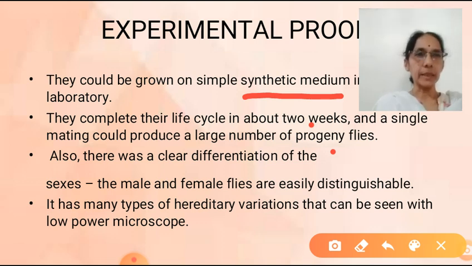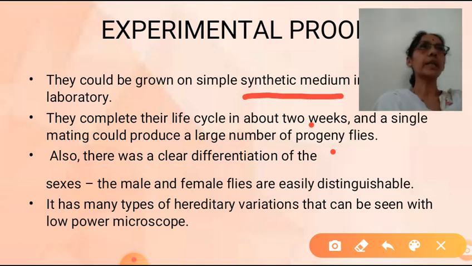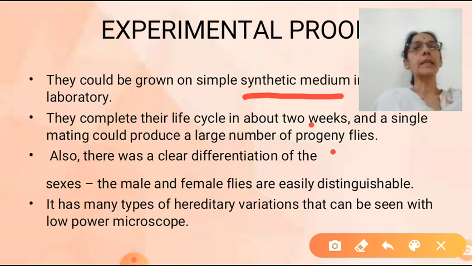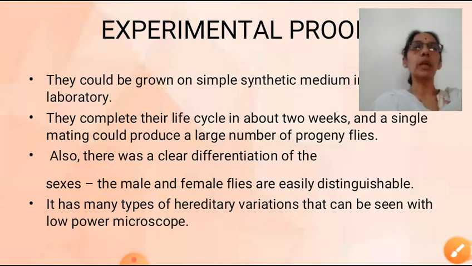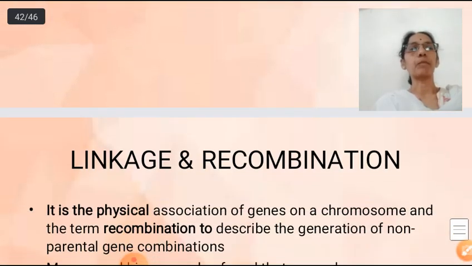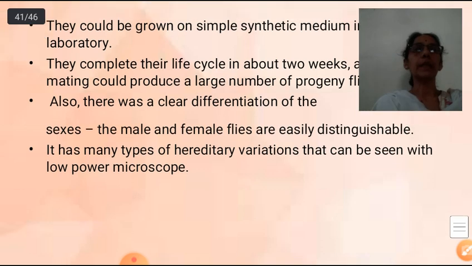Is it clear why he selected this particular fruit fly? First reason is that it can be grown in any type of synthetic medium, and it completes its life cycle within 2 weeks, so we can get the results within 2 weeks. In a single mating, it produces hundreds of progenies, sexes are separated, and they have many pairs of contrasting traits. That is why he used this particular insect for his study. Next class you will be studying about linkage and crossing over.